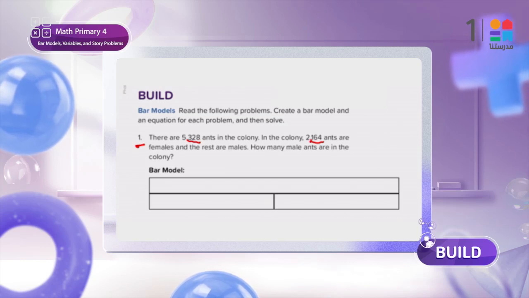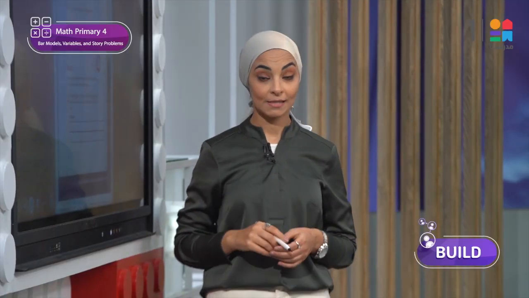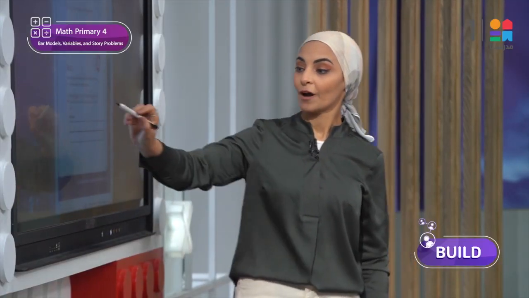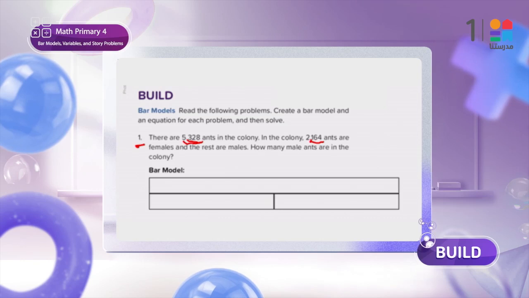2,164 ants are females, and the rest are males. The question is, how many male ants are in the colony? Yes, let's see. So 5,328 is what? Yes, we want to know how many male ants here.